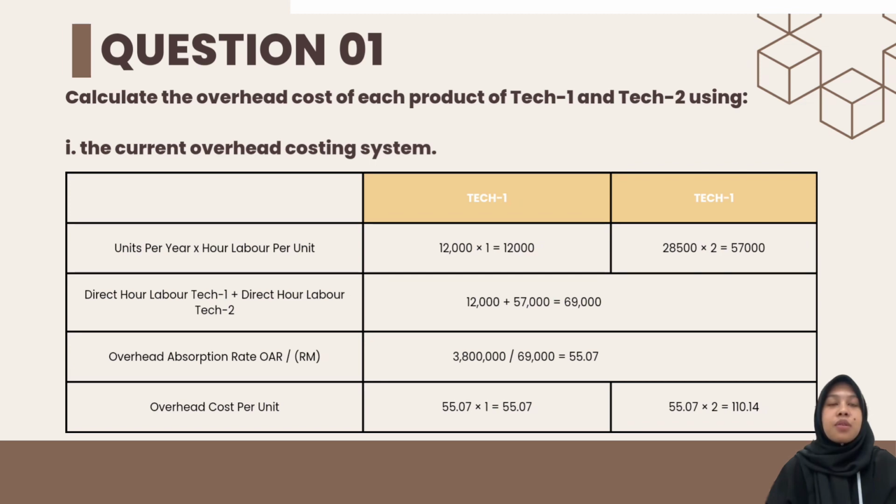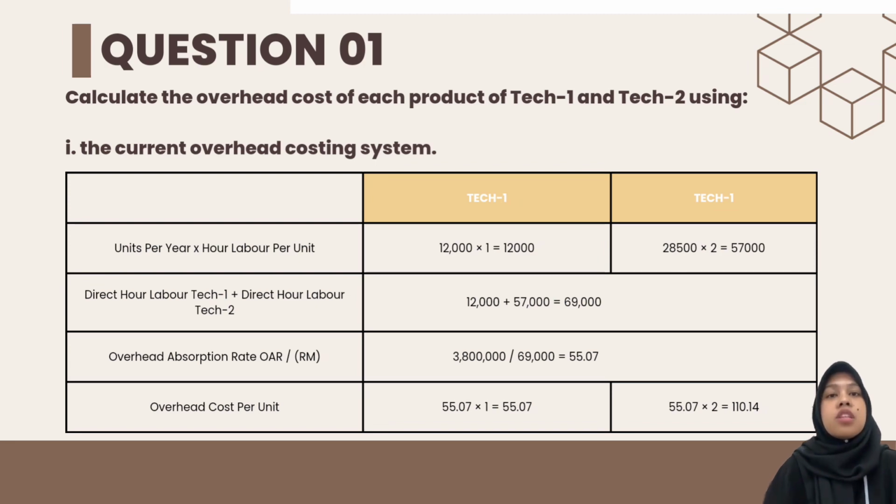For question 1, we need to calculate the overhead cost of each product of Tab 1 and Tab 2. First of all, we need to find the current overhead costing system to get the unit of Tab 1 and Tab 2. We need to use the formula, which is units per year times hour labor per unit, where we will get 12,000 for Tab 1 and 57,000 for Tab 2. Then, we add both answers, which sum up to 69,000.